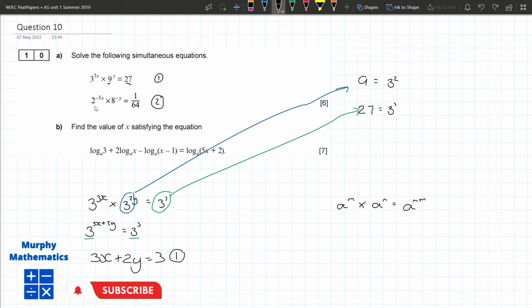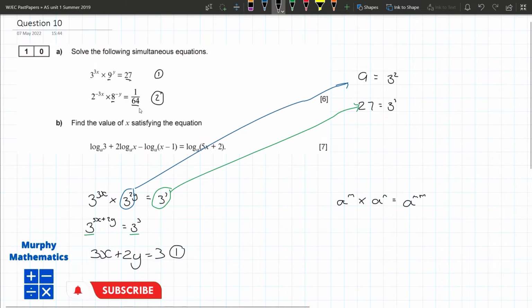Okay, so now we're going to look at our equation 2. In equation 2, we're going to look to get things into base 2. So we're going to make this 8 a 2 and we're going to make this 64 a 2. With 8, I know that is 2 cubed. And with 64, I'm not too sure. I know it is 2 to the power 5 or 6. I'm just going to double check on the calculator. 2 to the power 5 is 32, so 2 to the power 6 is 64.